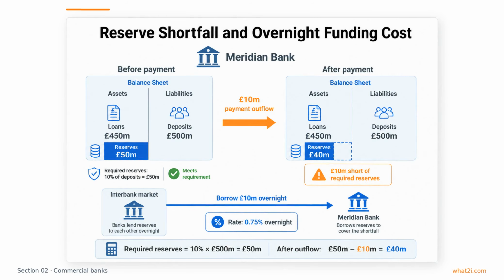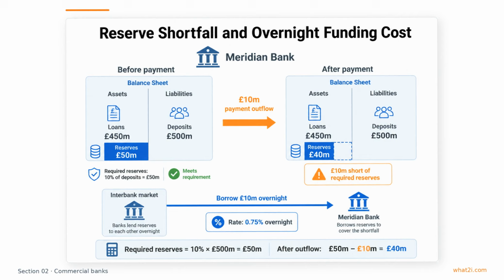A simple reserve shortfall example shows how quickly liquidity pressure can appear. Suppose a bank has deposits of £500 million, reserves of $50 million, and loans of $450 million with a 10% reserve requirement. At that point, it exactly meets the required reserve level of $50 million. If a £10 million payment leaves the bank, reserves fall to $40 million, and the bank is suddenly short. To close the gap, it may borrow $10 million overnight in the interbank market at 0.75%. Nothing dramatic happened to its loan book in that moment. The pressure came from payment flows. This is why daily liquidity management is such a central part of banking.